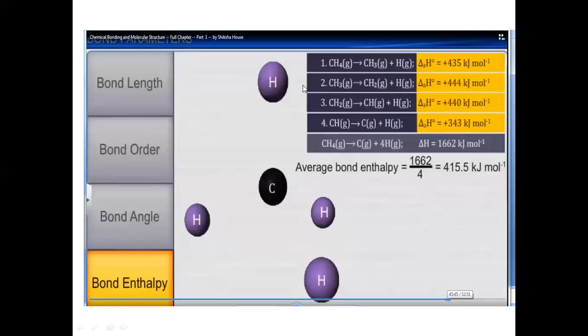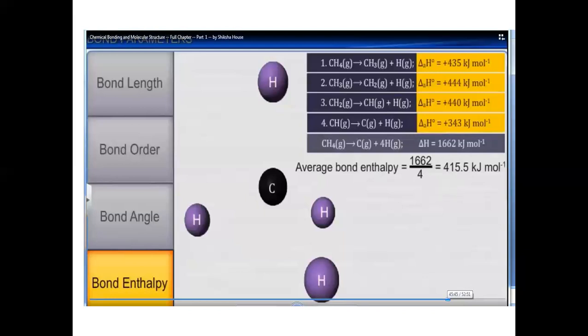Now what is the average energy used for breaking methane gas? That is CH4 gives C plus 4H, which is 1662 divided by 4. This is the average bond enthalpy. What we have to do? Add these values, divide by 4, then you will get the average energy required, which is 415.5 kilojoule per mole.